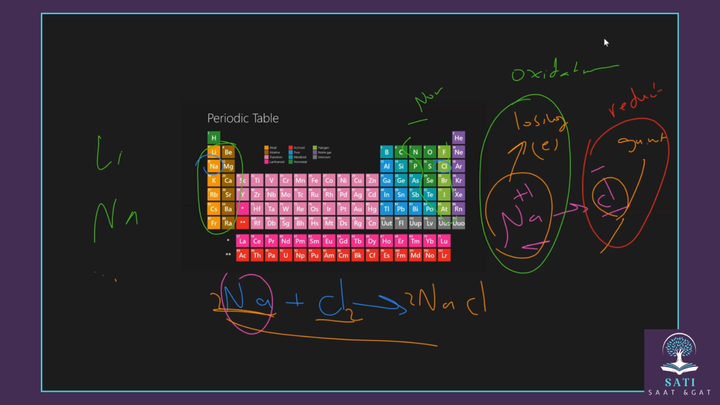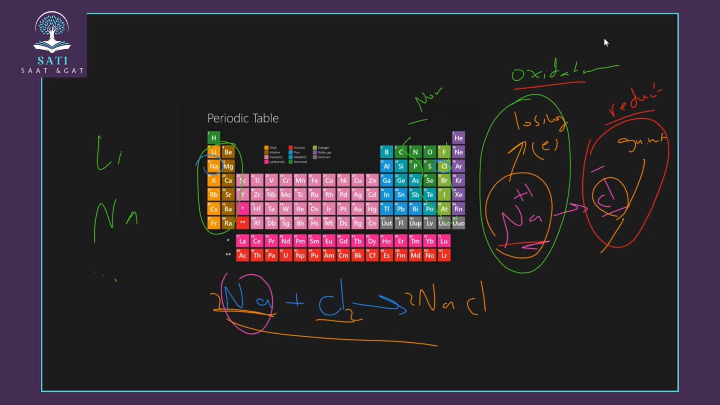So what happened to the sodium is losing electrons, and this process we call oxidation. For chlorine it is gaining electrons, and we call it what? Reduction. This is number one. So we understand what oxidation is and what reduction is. Oxidation is the process of losing electrons, and reduction is of gaining electrons.